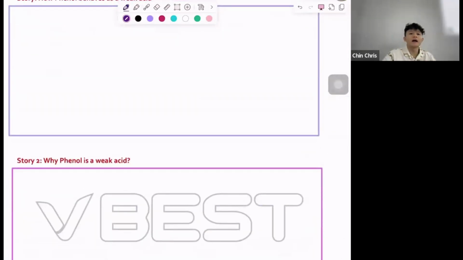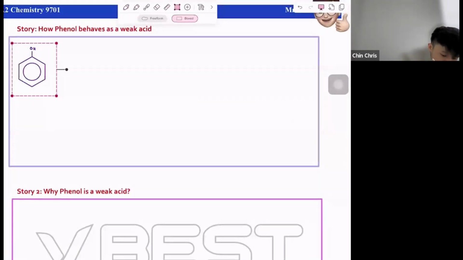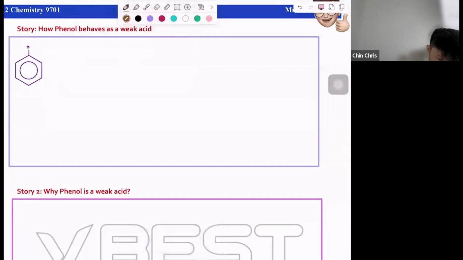Okay, now guys, the first thing is how phenol behaves as a weak acid. So just imagine this is your phenol. Okay, so I'm gonna extend this line. Alright, guys, first, let's look at how a phenol acts as an acid.